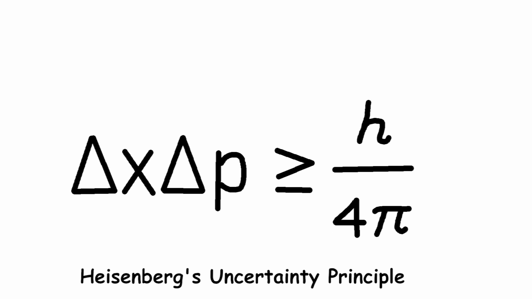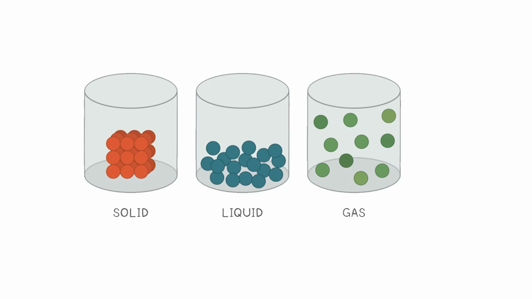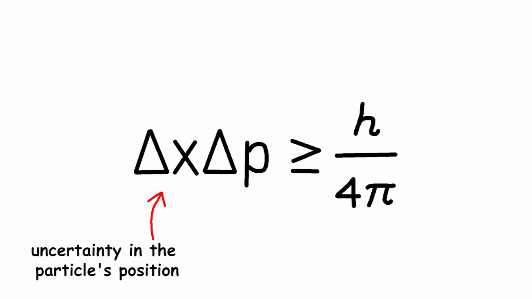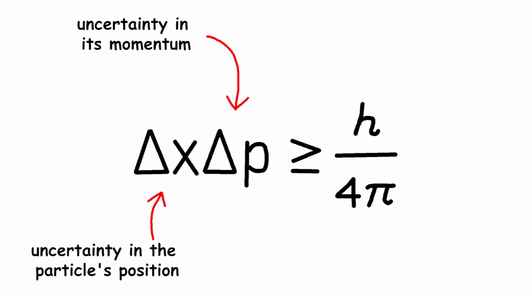Heisenberg's uncertainty principle. Heisenberg's uncertainty principle states that there are limits to how precisely we can know certain pairs of properties of a particle, like its position and momentum. The more precisely we measure one property, the more uncertain we become about the other. This is represented mathematically like this, where delta x is an uncertainty in the particle's position, and delta p is an uncertainty in its momentum, and h of course is Planck's constant. The uncertainty principle is a fundamental feature of quantum mechanics, with profound implications for our understanding of the microscopic world.